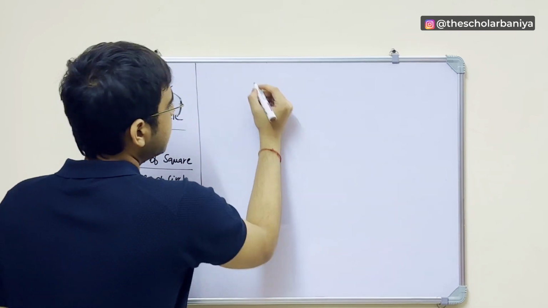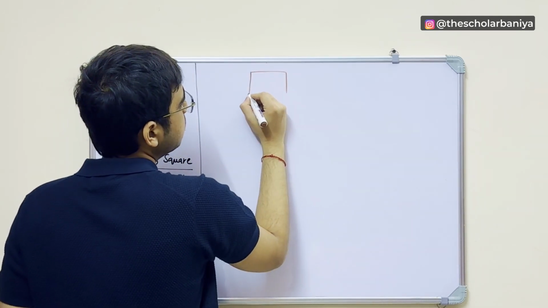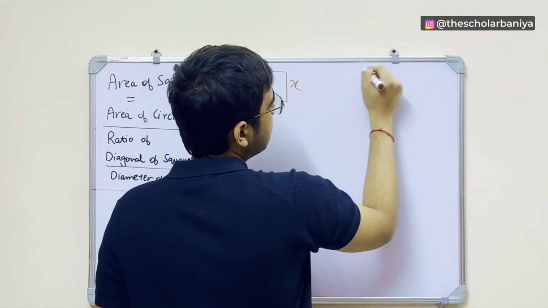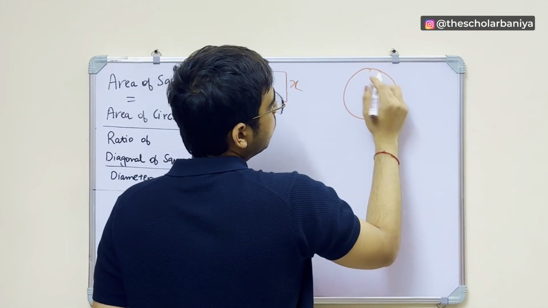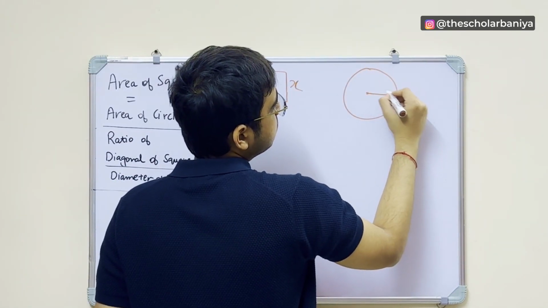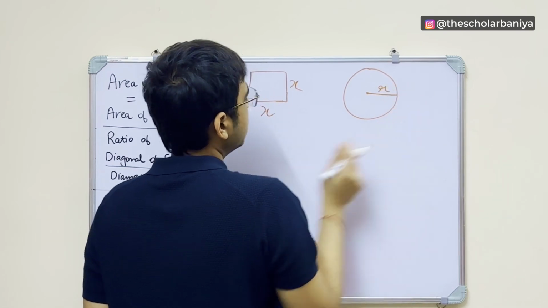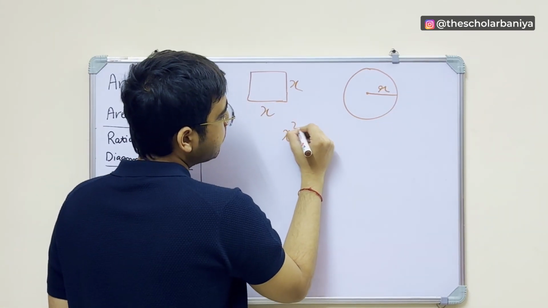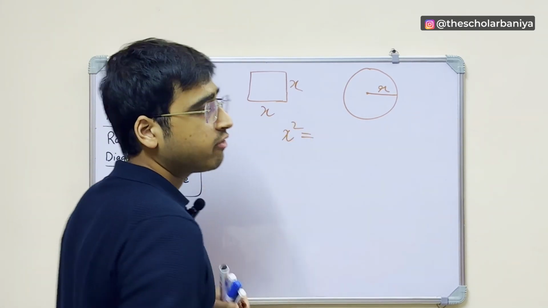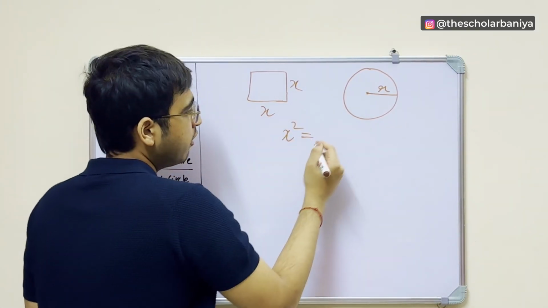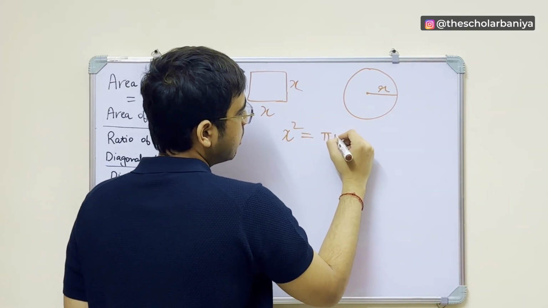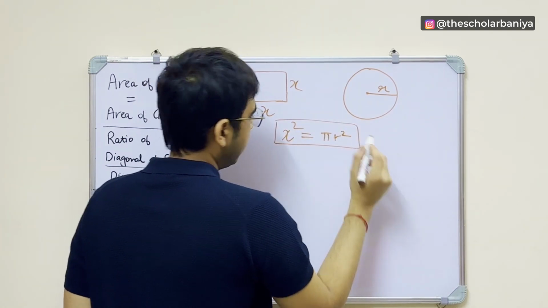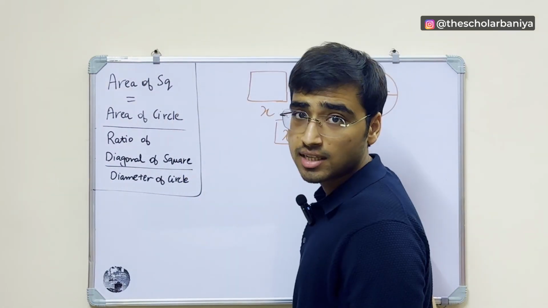So let's suppose this is a square whose side is x, and this is a circle whose radius is r, right? So what will be the area of the square? The area of the square will be x square. What will be the area of the circle? The area of the circle will be pi r square, right? So this is one equation that we get because we knew that both the areas are equal.